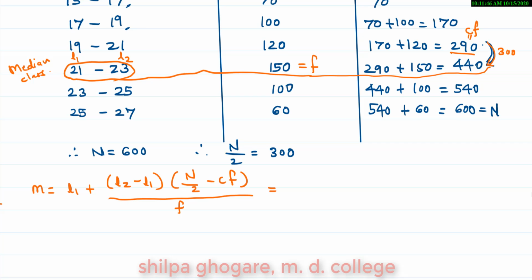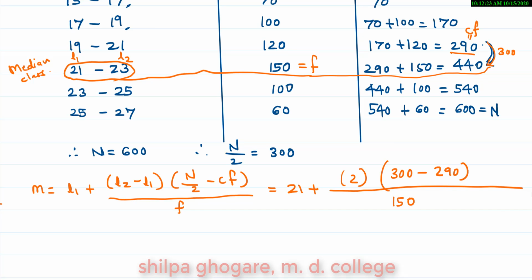Okay, so what is L1 here? Now I am making the substitution. 21 plus. One more point to note is that the division sign is not for L1. L1 is alone, note this. L2 minus L1 is how much? No need of writing 23 minus 21. Do the subtraction directly. That is 2. Then what is here? n by 2. n by 2 is 300. How much is CF? See, I am making all the substitutions from the table itself. It is 290. And F is how much? 150. So all the substitutions are done.